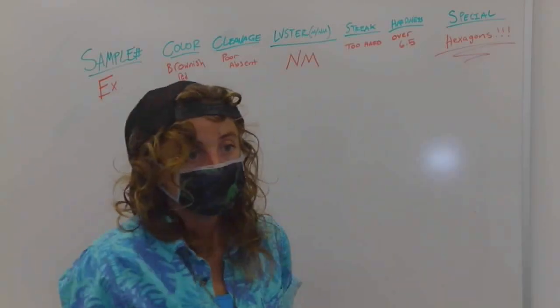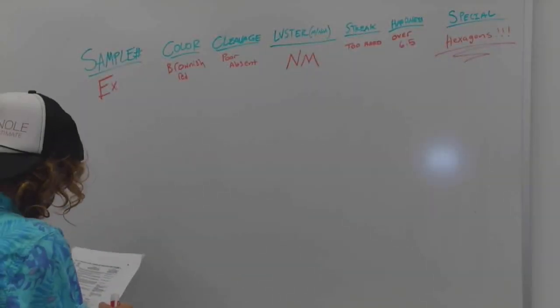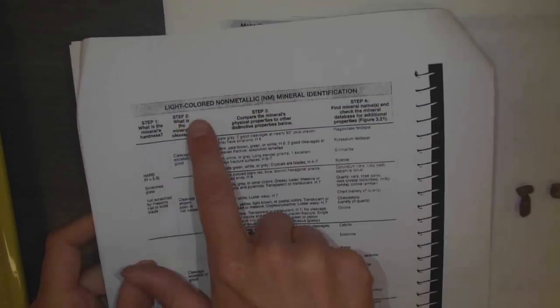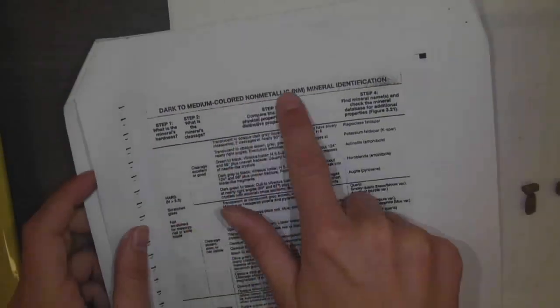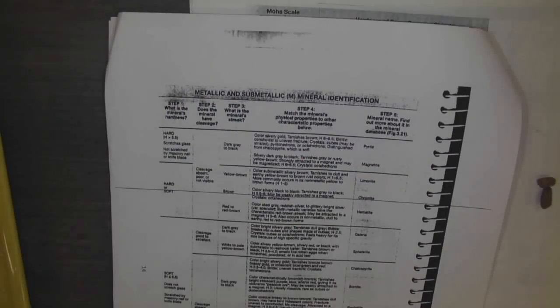That's going to be real important. Okay, so now we have the chart filled out. We're going to pull out our nice handy-dandy mineral identification sheet, and we're going to start with the color/luster. Is it light? Is it dark or medium? Or is it metallic in luster? So this is the first thing we want to see, what paper we're on.